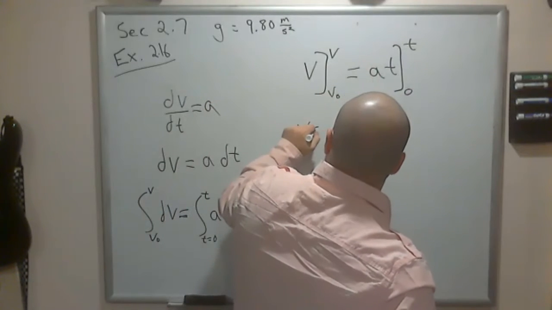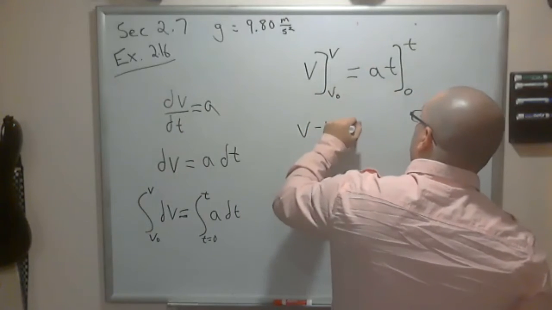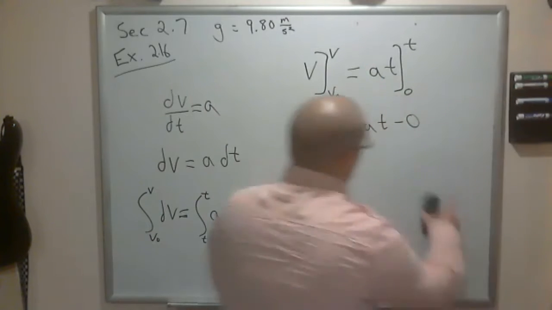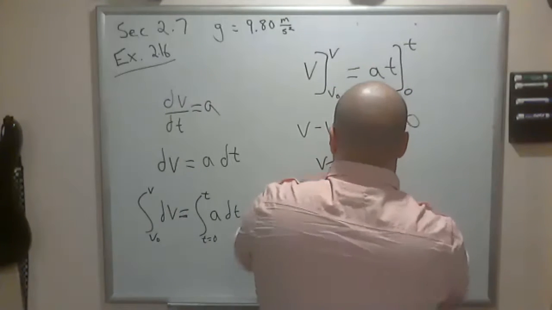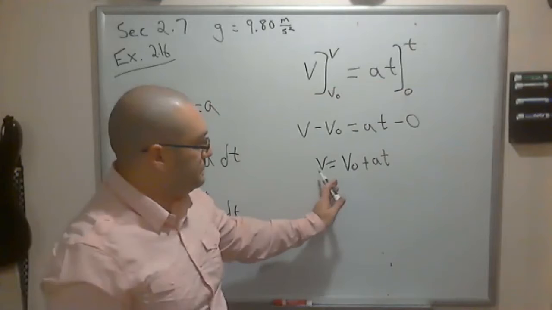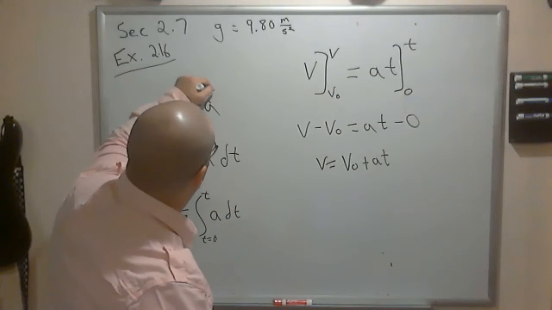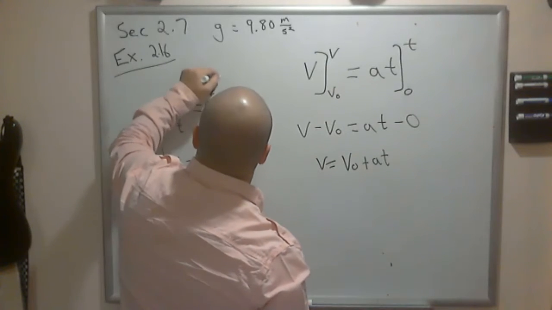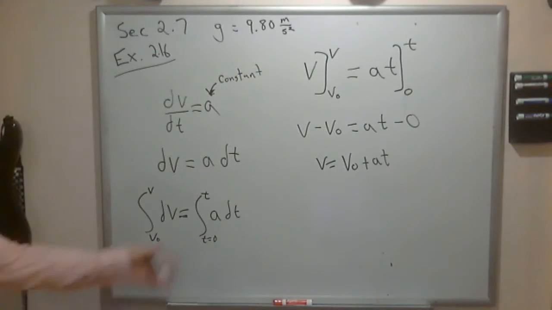So then we plug it in, and we get v minus v naught is equal to a times t minus 0. Of course, that cancels out, and we can solve for v, and we get the formula that we had before, right? And this is assuming that a is a constant. So a is a constant here. So we have v. We got to our formula.